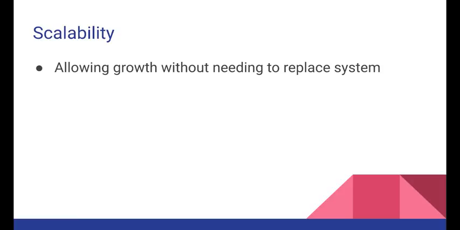Next, I will move on to scalability. A scalable system is a system that can handle a growing amount of work or can be easily enlarged to allow growth. A good example would be Facebook's platform and how they are able to add new features and expand without the need to replace their entire system.